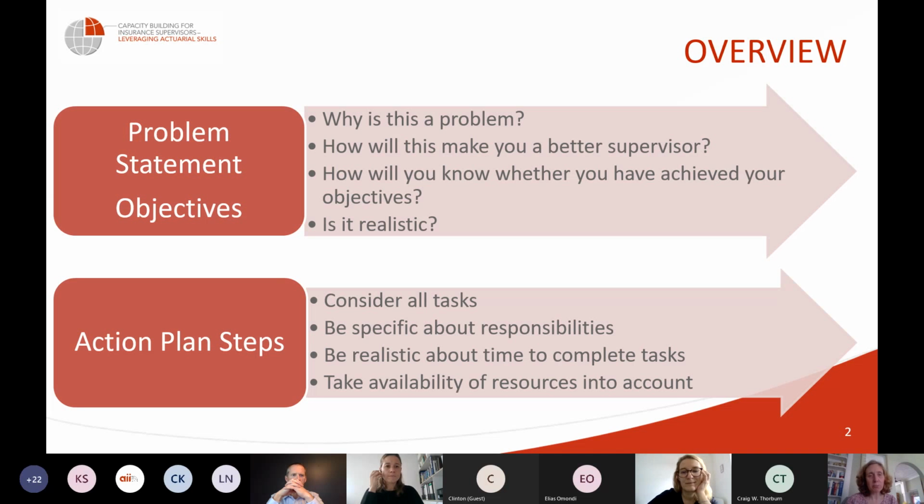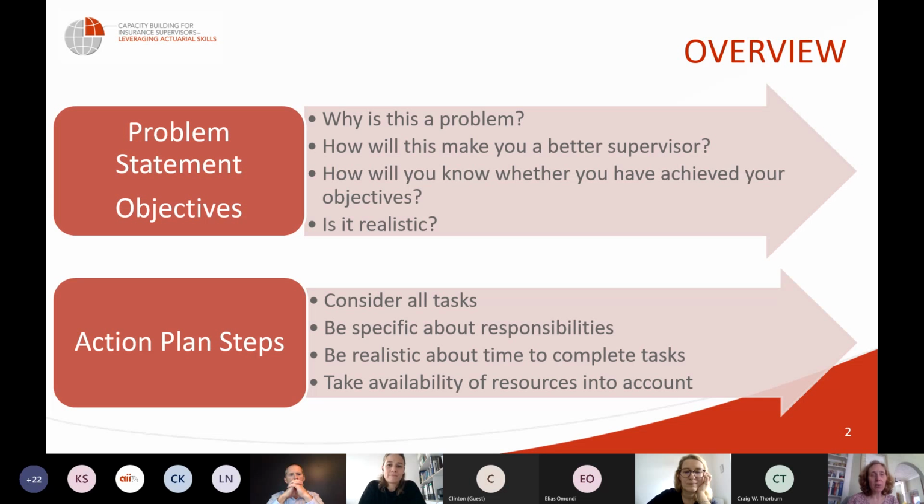Is this a very serious problem in your jurisdiction, or is it only a minor problem? And then have a look in terms of your objective of what you want to achieve. Is this going to make you a better supervisor? Is it going to help you to do your job better? Or maybe your colleagues to do their jobs better?